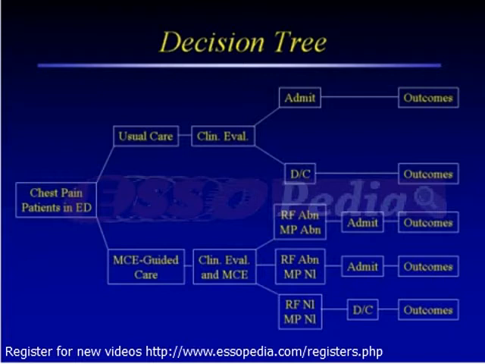We then had a theoretical myocardial contrast echocardiogram guided care arm. This was based on the results of echocardiography. Patients who had entirely normal regional function and myocardial perfusion were discharged. Patients who had either abnormal regional function alone or both abnormal regional function and abnormal myocardial perfusion would have theoretically been admitted. And again, all these patients were followed for their respective heart outcomes.